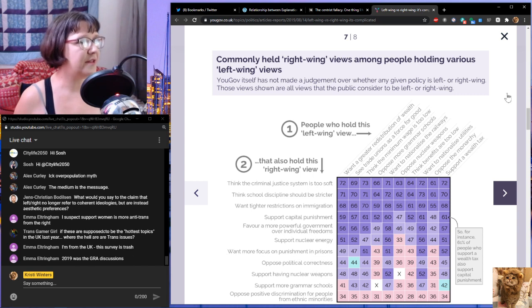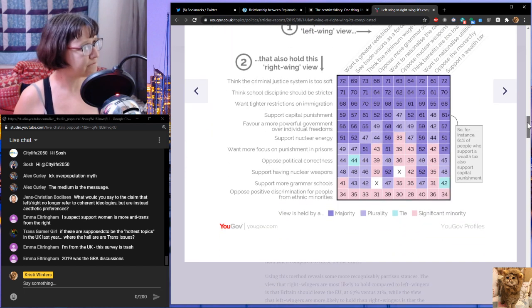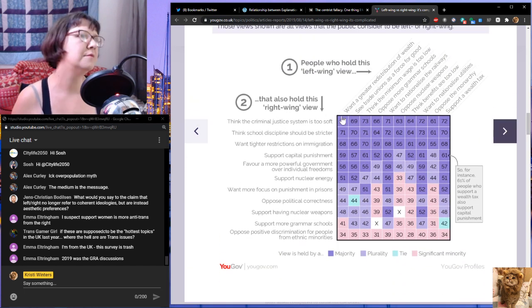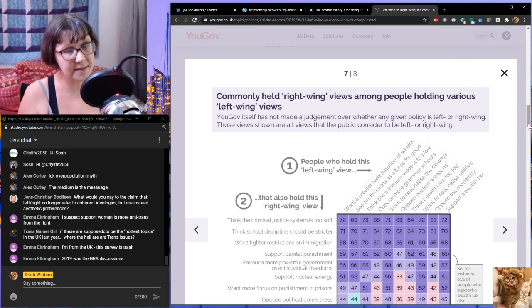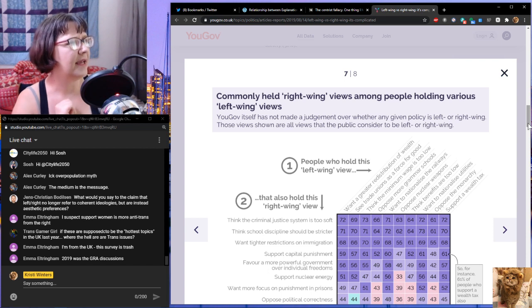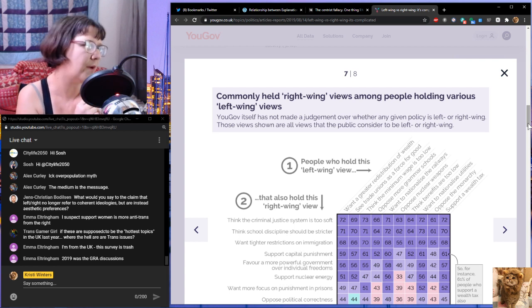All right, so then they're triangulating people's responses in terms of sharing. So let's see. If the view is held by a majority, a plurality, or a tie. Commonly held right-wing views. Again, people don't necessarily think of themselves as holding a right-wing view. It's an opinion they have, but according to a traditional metric, political scientists would call them right-wing. Among people who hold various left-wing views. And they say YouGov has not made a judgment over whether a given policy is left or right-wing. These are all views that the public consider to be left or right-wing.